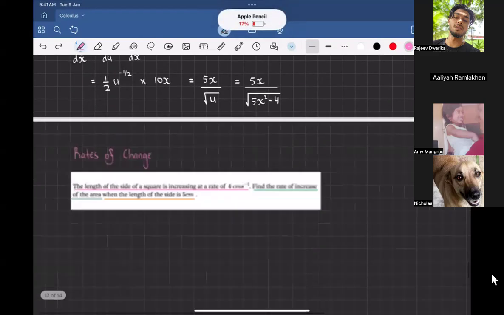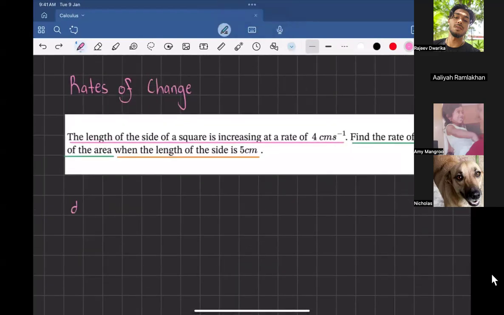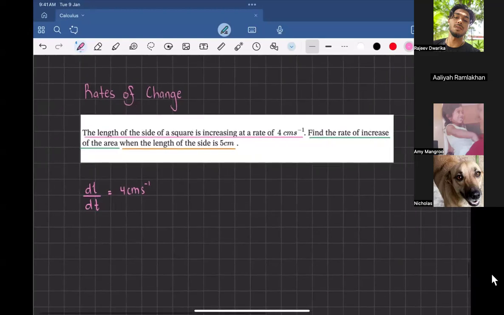So I would write dl dt. So the length is changing at a rate of 4 centimeters per second with respect to time. Some of you understand that. Cool. So in these questions, typically you'll get a piece of information wholesale like this. It tells you that dl dt is 4 centimeters per second. You put that aside. Next part of the question.